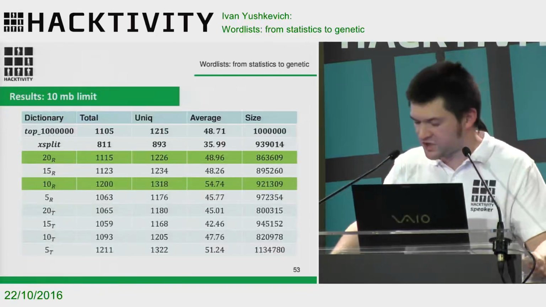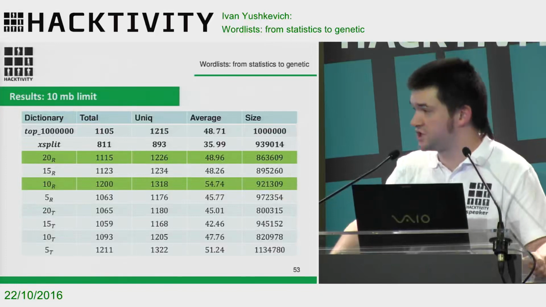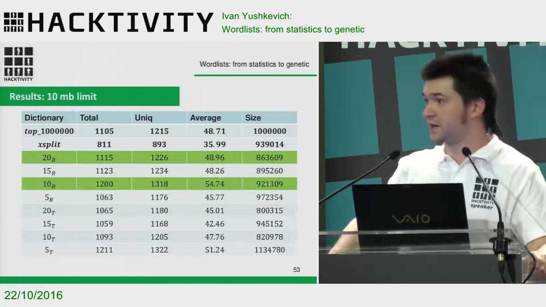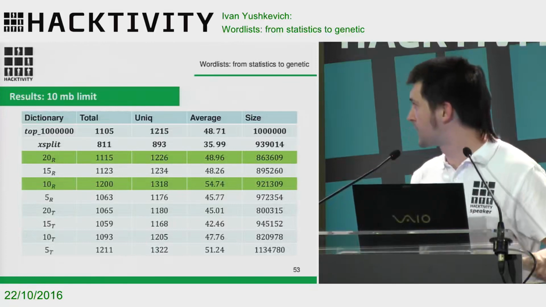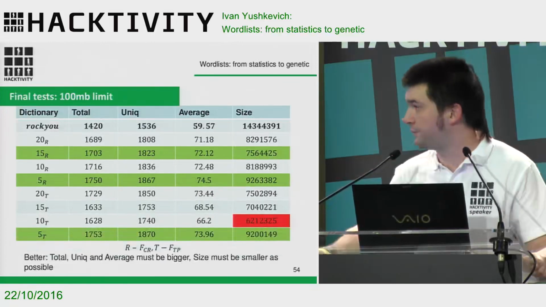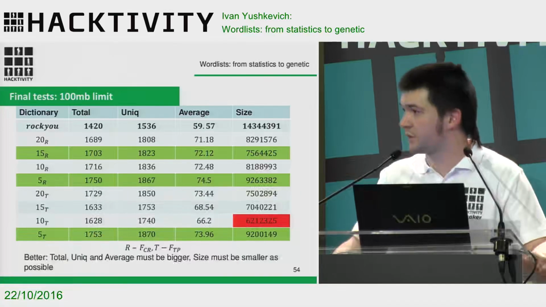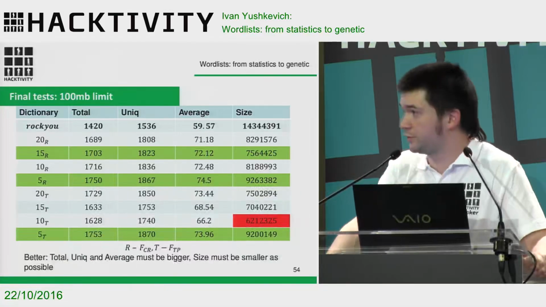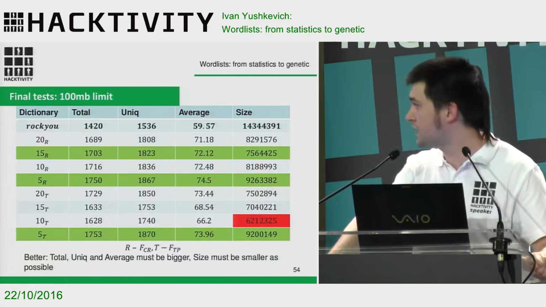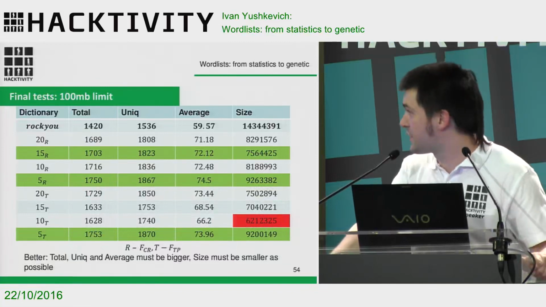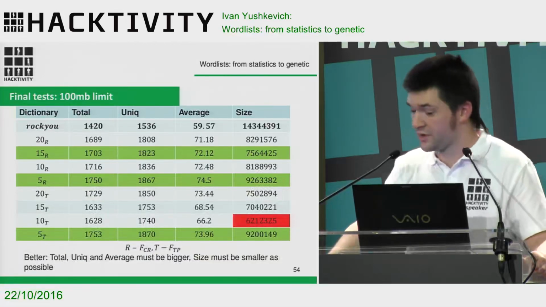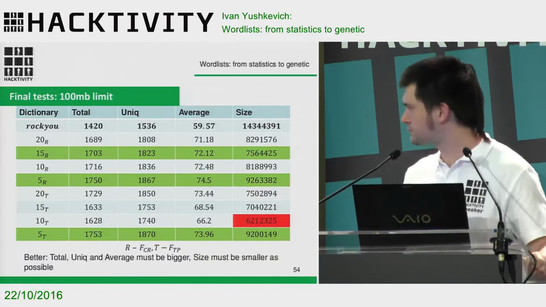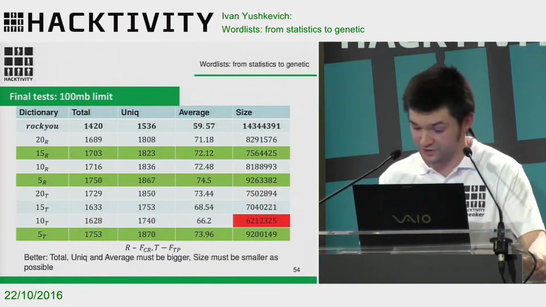So what can we see here? That genetic algorithms allow us to create a dictionary that is better and even smaller than the popular best one. And for the 100 megabyte limit, I picked up the popular RockYou dictionary, and using genetic algorithms, they allow us to create an even half-sized dictionary and a better one than RockYou. I think these are pretty good results.